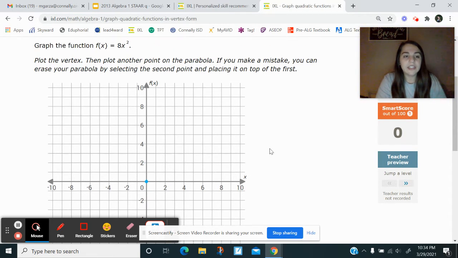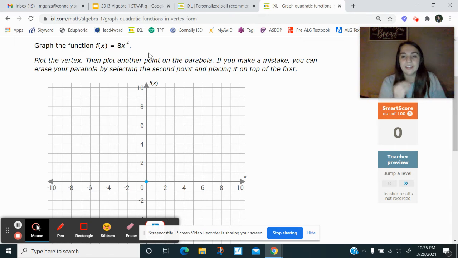Okay? And then it says, then plot another point on the parabola. If you make a mistake, you can erase your parabola by selecting the second point and placing it on top of the first. Okay, we get it. So if we're trying to figure out the next point on this parabola, you can do this 2 different ways. There are graphing calculators for you to use. You can graph this in the graphing calculator and go to the table. If you don't remember how to go to the table and you're in class, ask somebody around you. I'm sure somebody remembers.